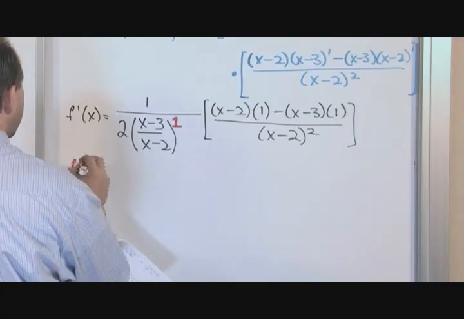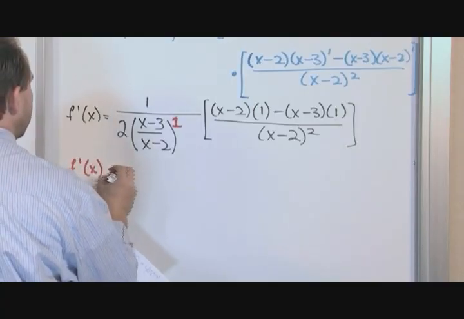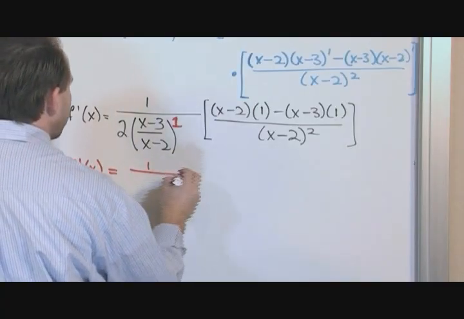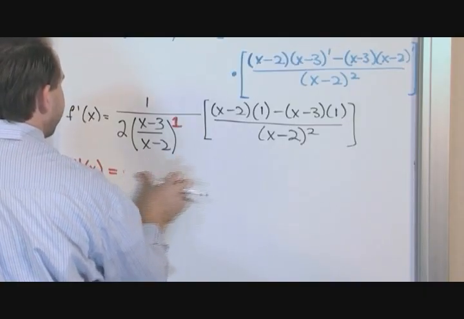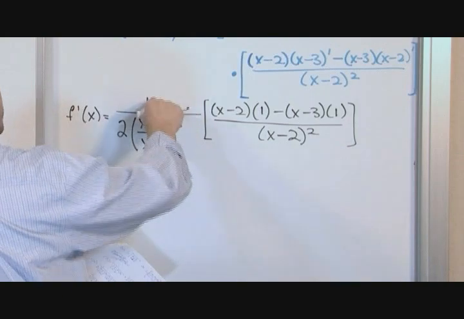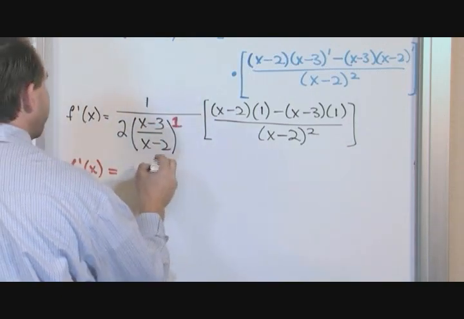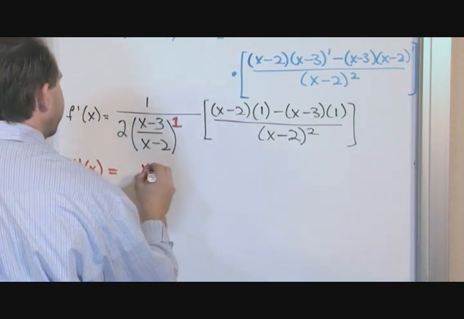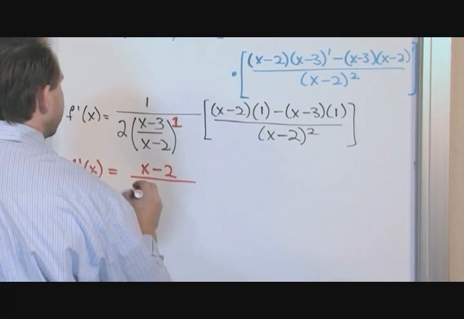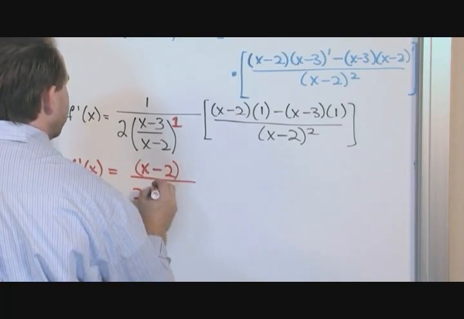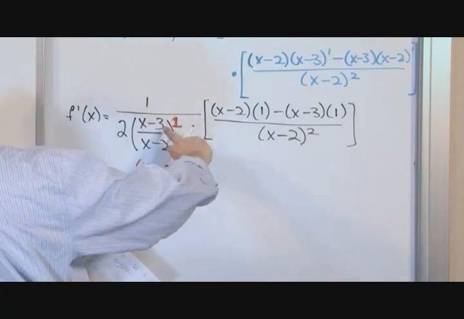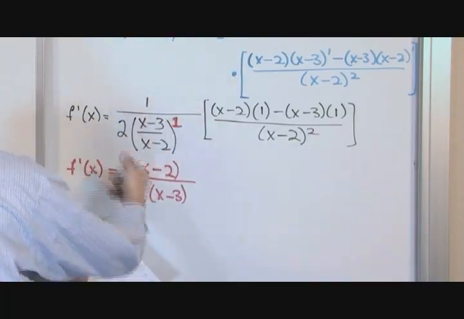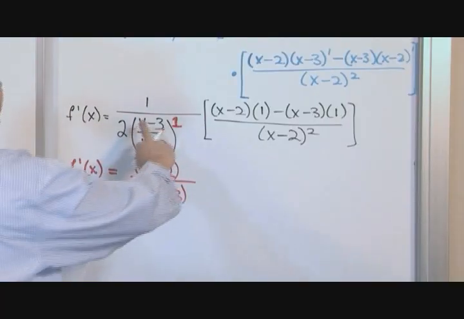So f prime of x, let's go ahead and do it this way. This is a 1 over this giant fraction, so let's go ahead and flip it over and make it x minus 2 on the top and 2 times x minus 3. All I'm doing in this step, since I've got 1 over this fraction, is I'm flipping this fraction over. The 2 stays down there. Nothing happens to the 2. These guys flip around.